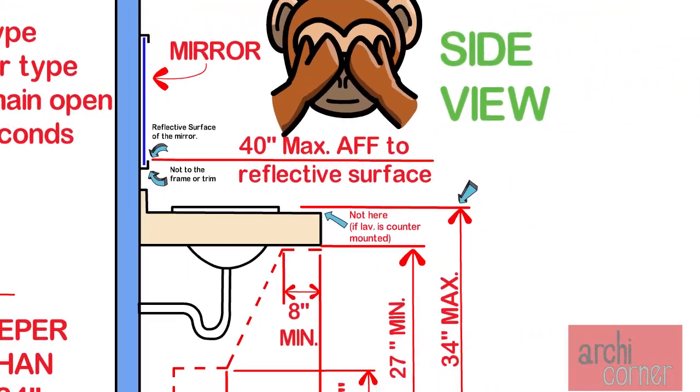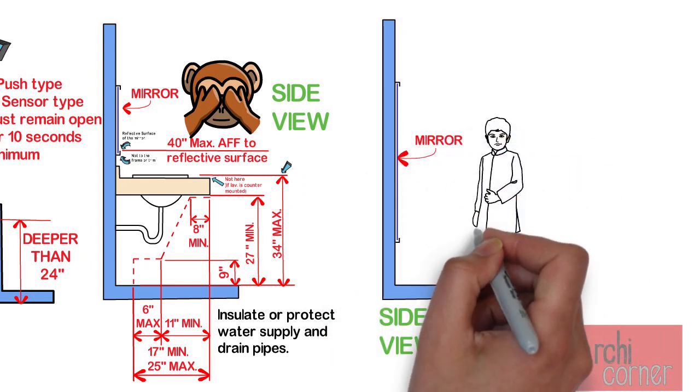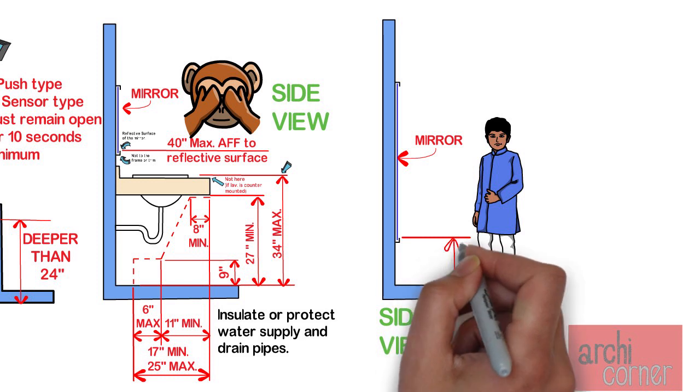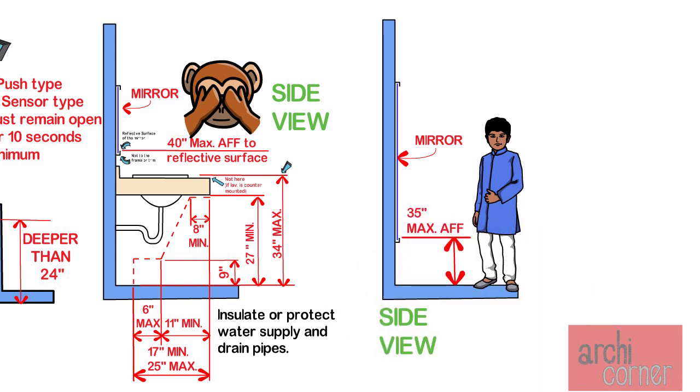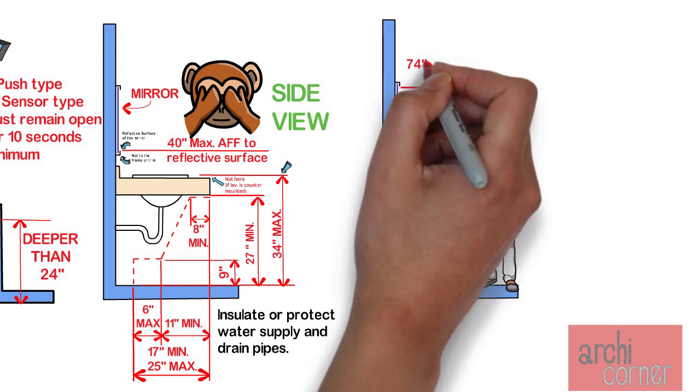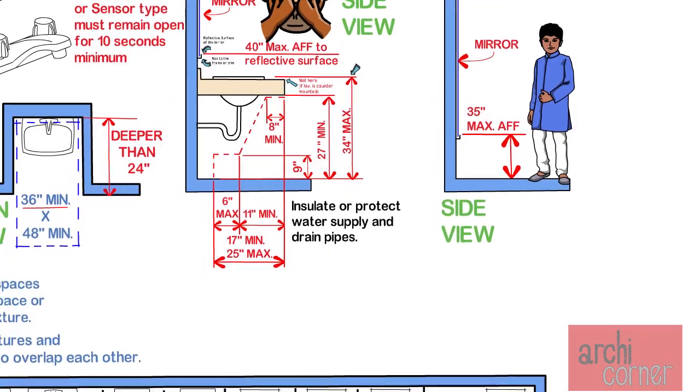So be careful. How about other types of mirrors, such as full body mirrors? These are required to have the bottom edge of the reflective surface at 35 inches maximum above the finished floor. There is no reference on how tall a mirror should be, but the DOJ has advised that a single full-length mirror can accommodate a greater number of people, including children, if such full-height mirror has a top edge at 74 inches minimum above the finished floor. Alright, we're done with another one.